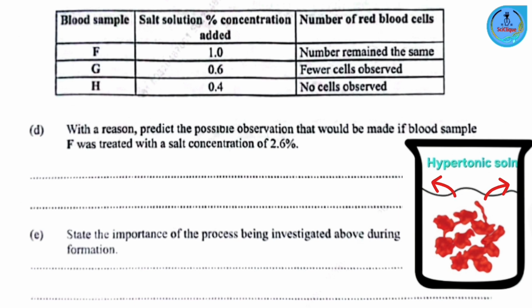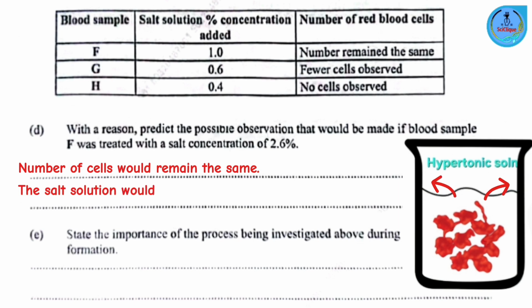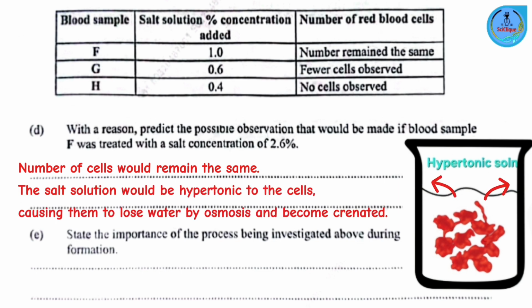But the number of red blood cells would remain the same. Yes, they're going to be wrinkled, they are going to be crenated, but they're still going to be present. They're still going to be there. So all the cells will still be there, only they will be crenated.